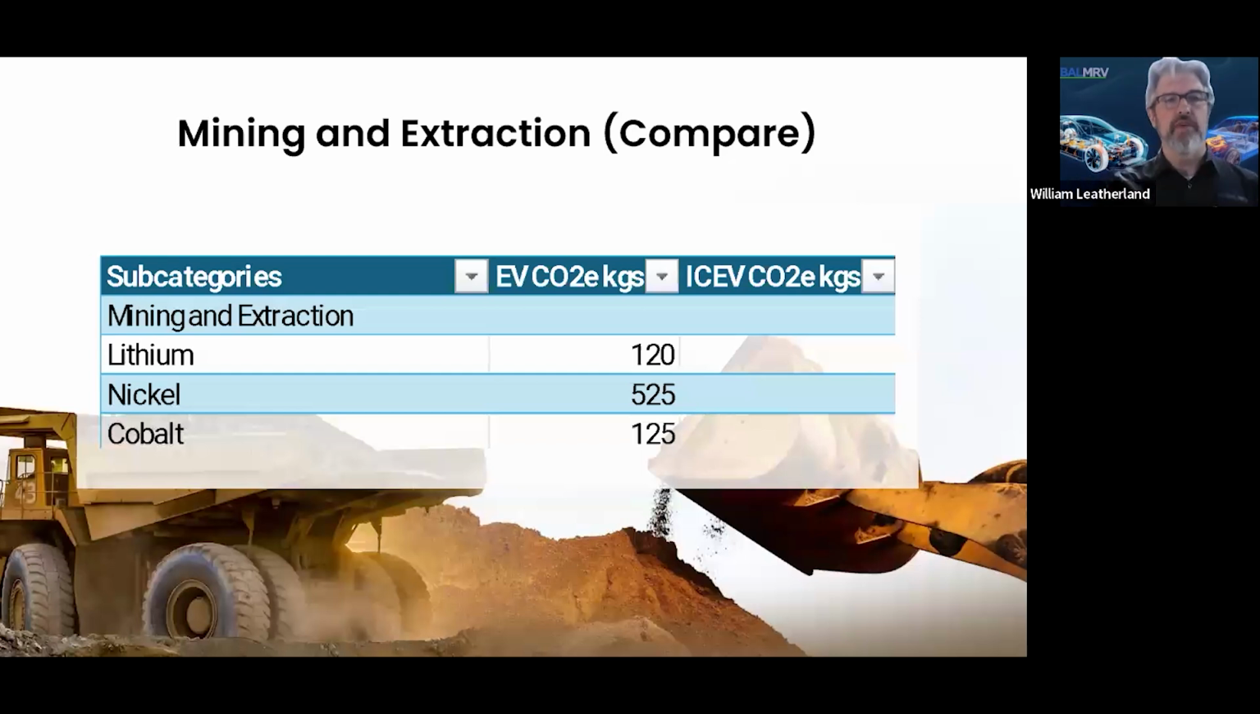Now, so far, here's what we have when it comes to the mining and extraction. Lithium, nickel, and cobalt. We've got it all written down here. 125, 525, 125. Nothing so far for the ICE because it doesn't have that lithium-ion battery being created.